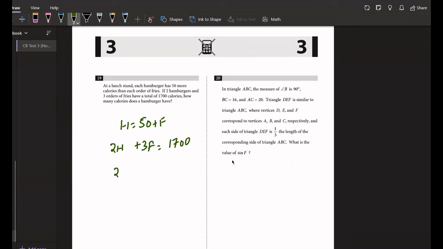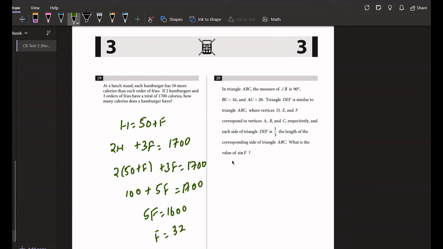1700, so 2 times 50 plus f plus 3f is 1700. Okay, 100 plus 5f equals 1700. 5f is 1600. F is going to be 320. Do we want f? No, we want h. So that's going to be 50 more. So 370, right?